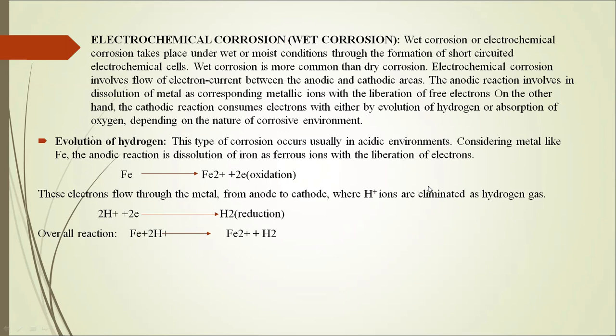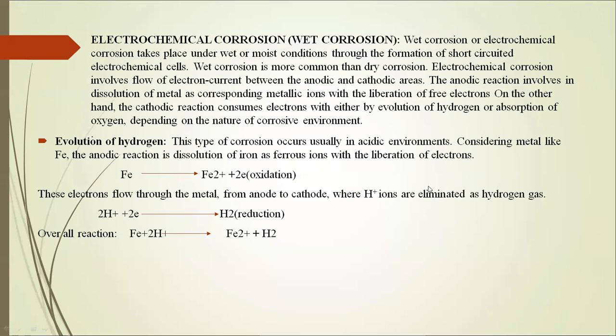So when an electrochemical cell is formed, the cell contains two regions. One is an anodic region and the other is the cathodic region. In the anodic region, oxidation takes place with the liberation of free electrons, whereas in the cathodic area, reduction takes place. The reduction takes place by consuming the electrons.